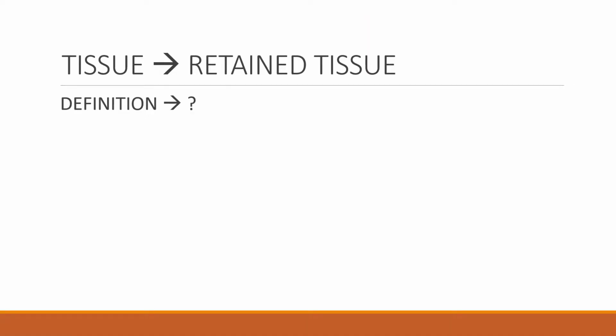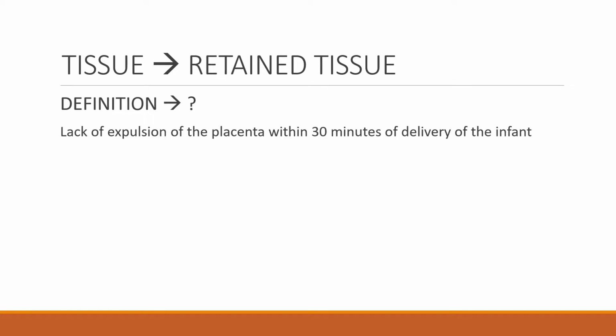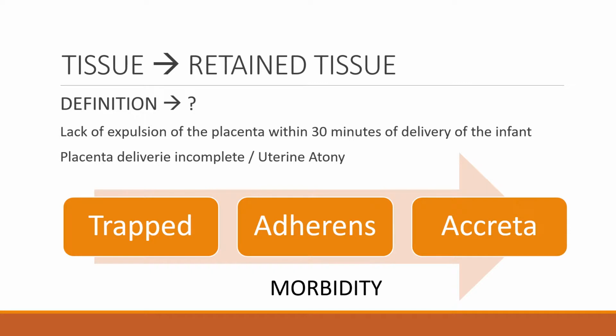So the first cause of tissue is retained tissue. What do you know about this? So again, pause and think about what you know about retained tissue, retained placenta, and then we continue. So the definition of retained tissue is the lack of expulsion of the placenta within 30 minutes of delivery of the infant. So, the placenta delivery is incomplete; we will see when the placenta is out that it is not complete. And as we saw, it could be associated with uterine atony.